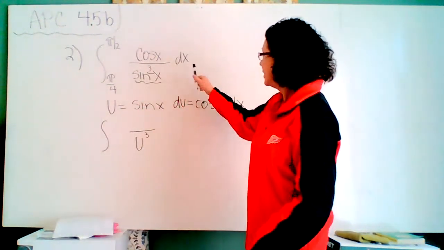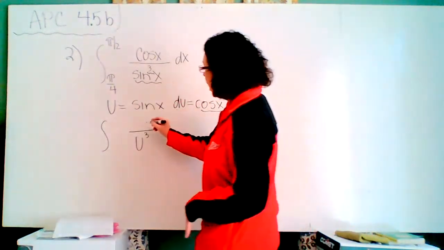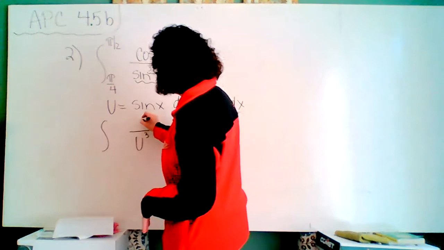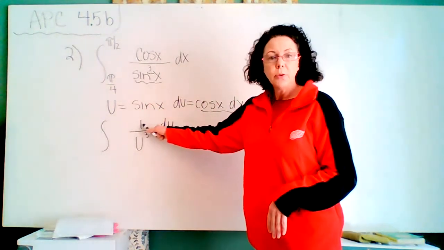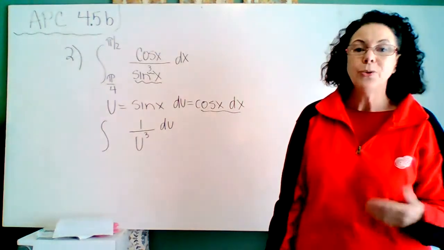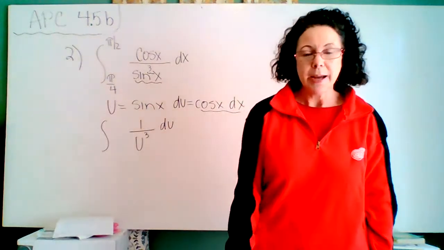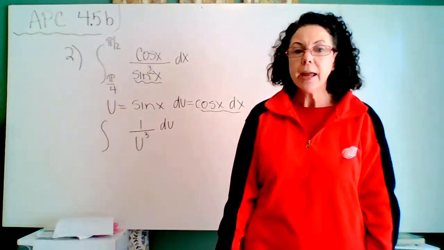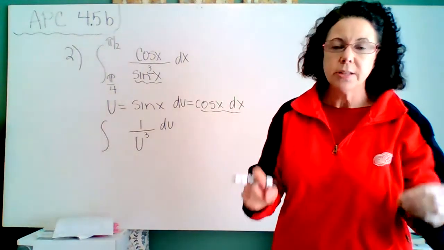And my cosine dx, I can totally replace with du. Again, your book will tend to put the du in the numerator. This is a 1 du, so I put the 1 in the numerator and the du next to it. Again, I do not want anything else with my integrand. Okay, this does look like something I know how to integrate, and here's what you need to know.